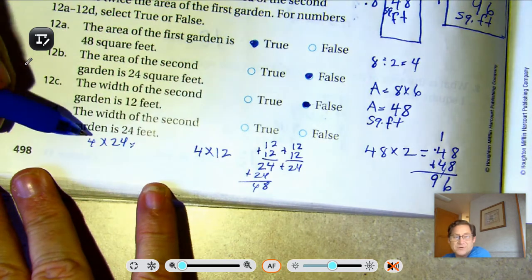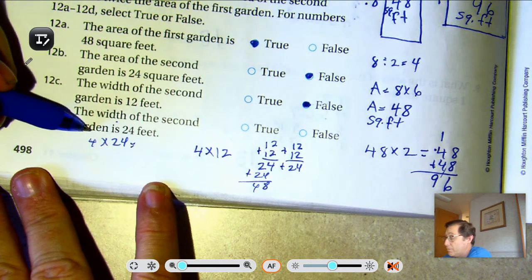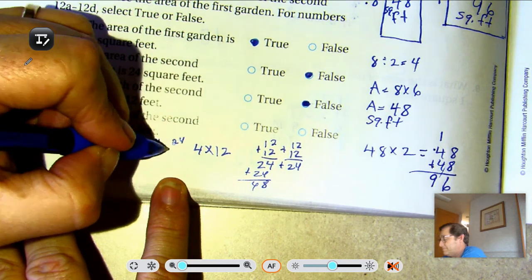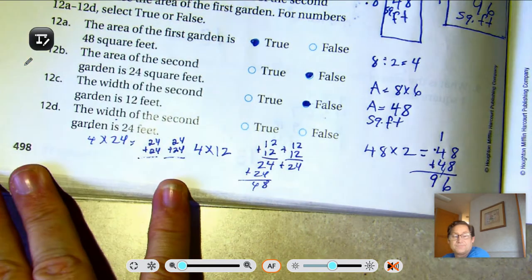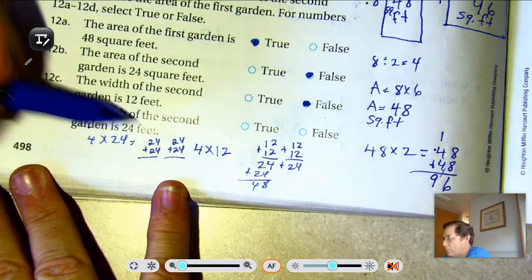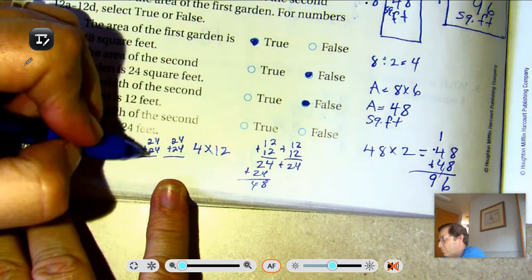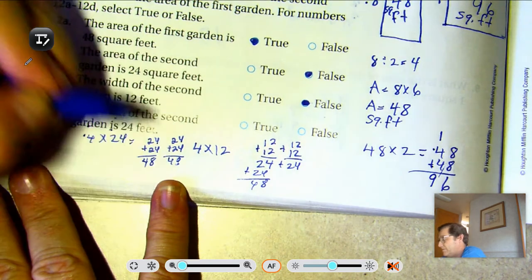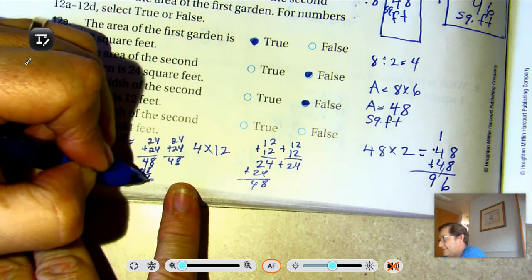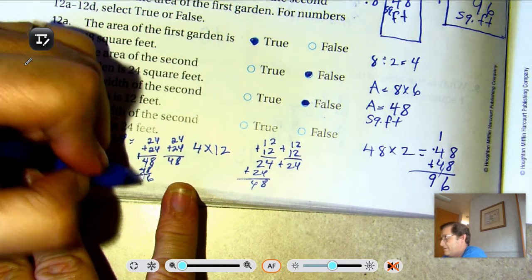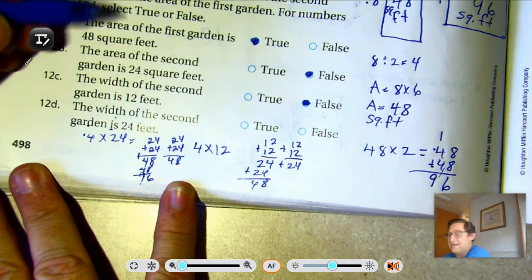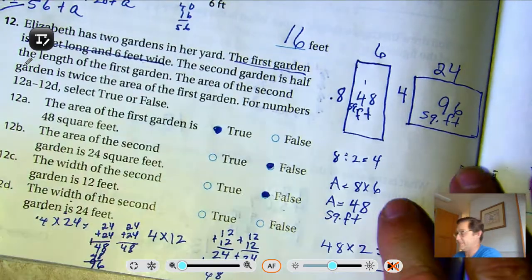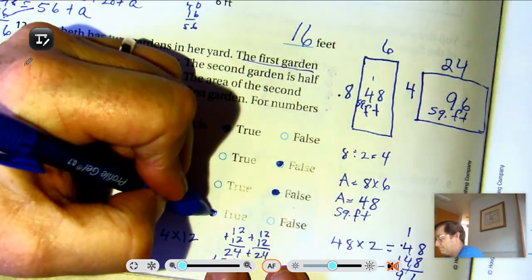Well, again, we really don't know how to do this multiplication problem, but we do know how to add 24 4 times. Okay, so I have 4 24s. That's what this tells me. 4 and 4 is 8. 2 and 2 is 4. So 48 plus 48. 8 and 8 is 16. Regroup as 110. 4 and 4 is 8. Plus 1 more is 9. So yes, the missing dimension is 24. So true.